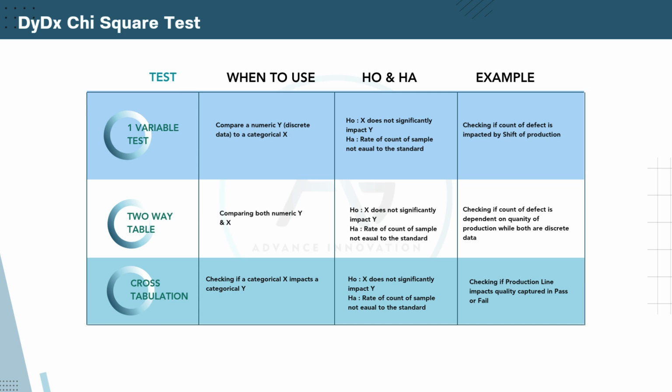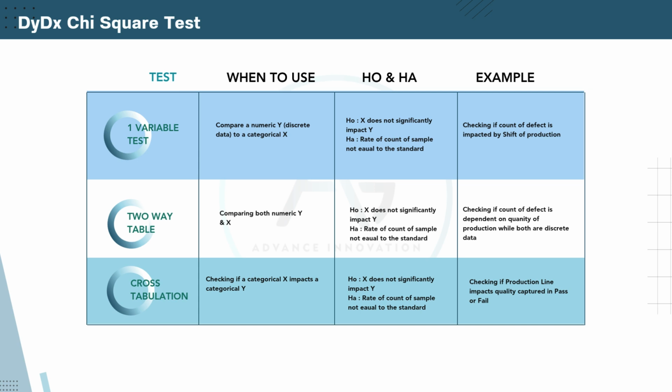2. Two-way table. When to use: when both Y and X are numeric discrete data. Hypotheses: same logic as before. Testing if X has a significant impact on Y. Example: use this to check whether the number of defects depends on the quantity produced, where both are numeric counts, discrete. 3. Cross-tabulation, test of independence.